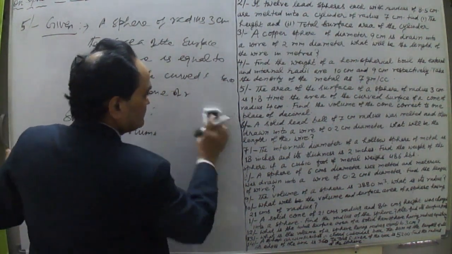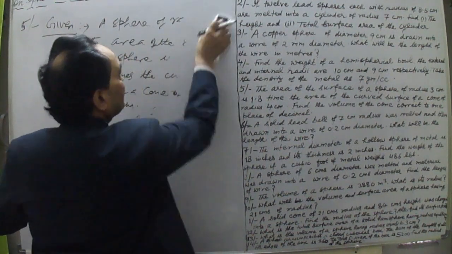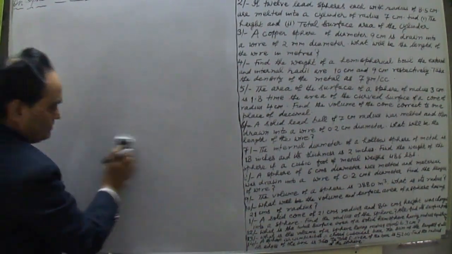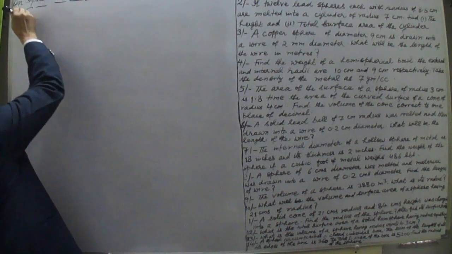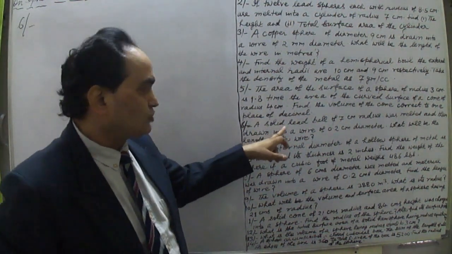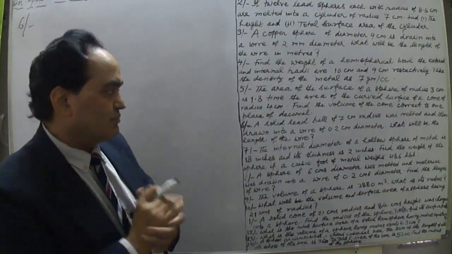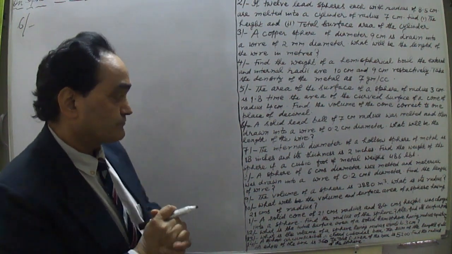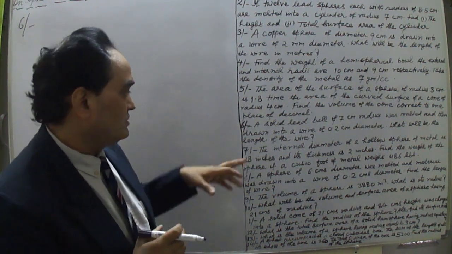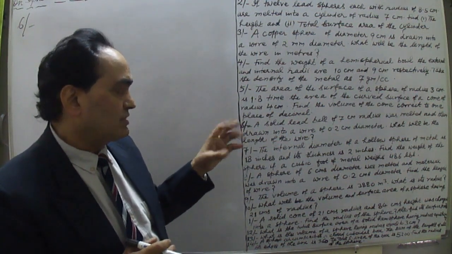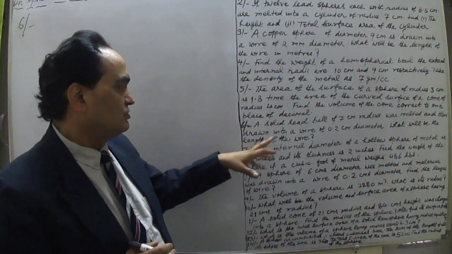Now let us take question number 6. What does it say? Question number 6 is: a solid lead ball of 7 centimeter radius was melted and then drawn into a wire of 0.2 centimeter diameter. What will be the length of the wire?